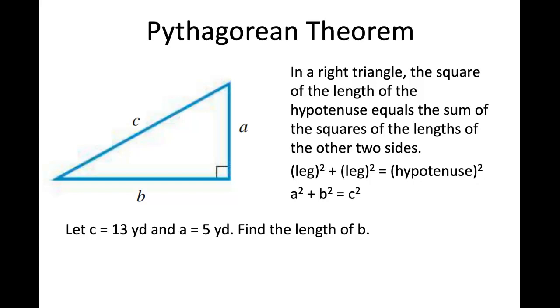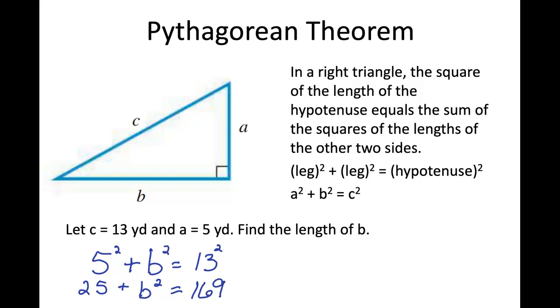So we've got A squared, that is 5 squared. We're looking for B, so that's plus B squared, equals C squared. And that was 13. That was the hypotenuse. So the rest of this is a matter of solving algebraically. So 5 squared is 25, and 13 squared is 169. So our next step is 25 plus B squared equals 169.